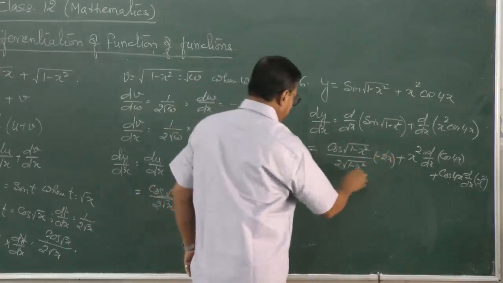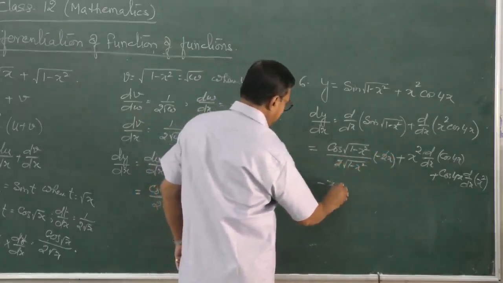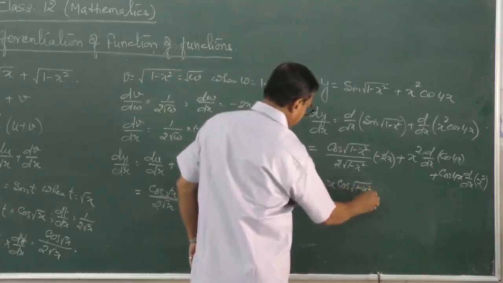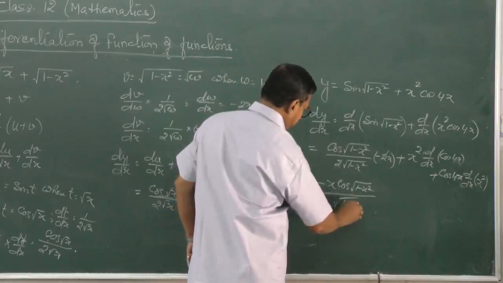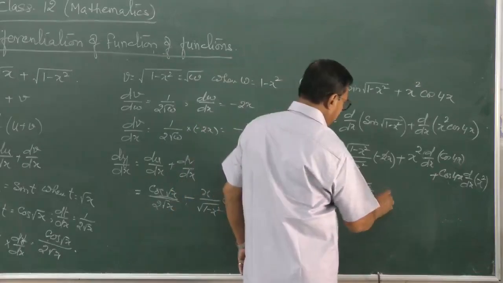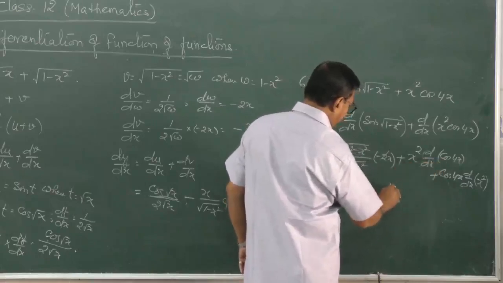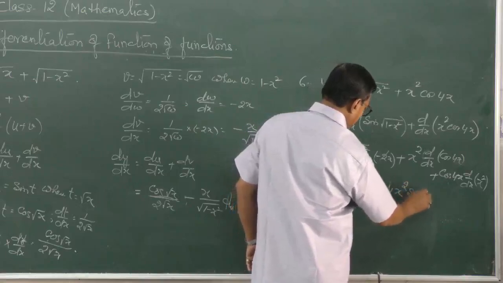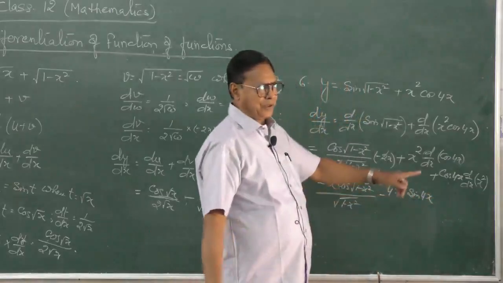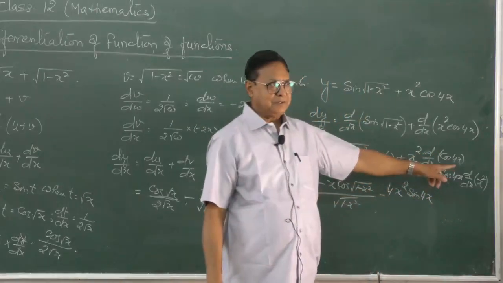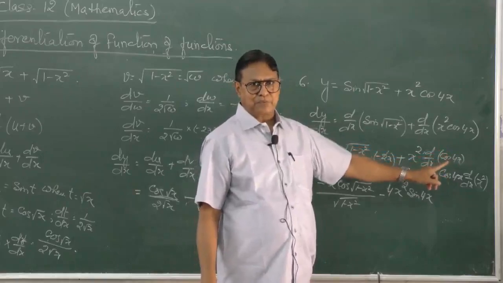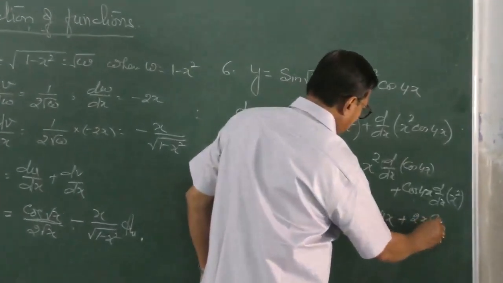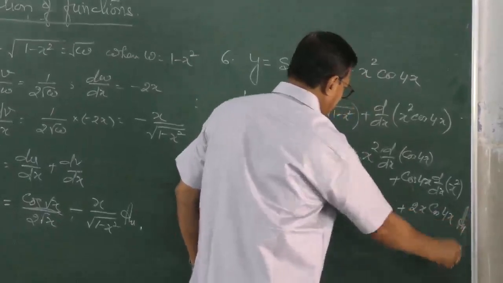So this cancels, minus x cos, plus, now x square, differentiation of cos 4x is 4 sin 4x. We multiply with the coefficient of x. So cos 4x will be sin 4x, and then multiplying with the coefficient of x, that is 4. So that is minus 4 here, and this is plus 2x cos 4x is the answer.